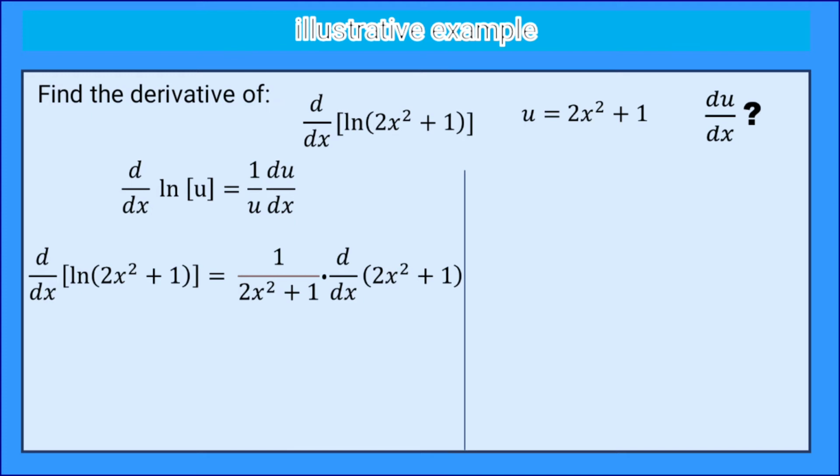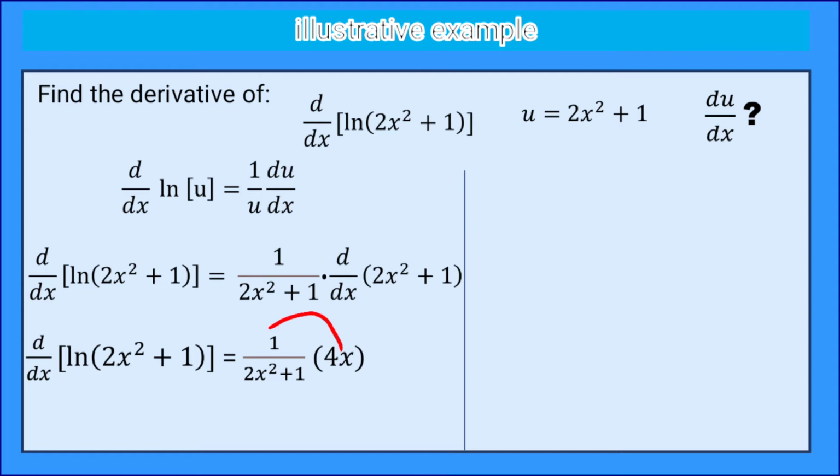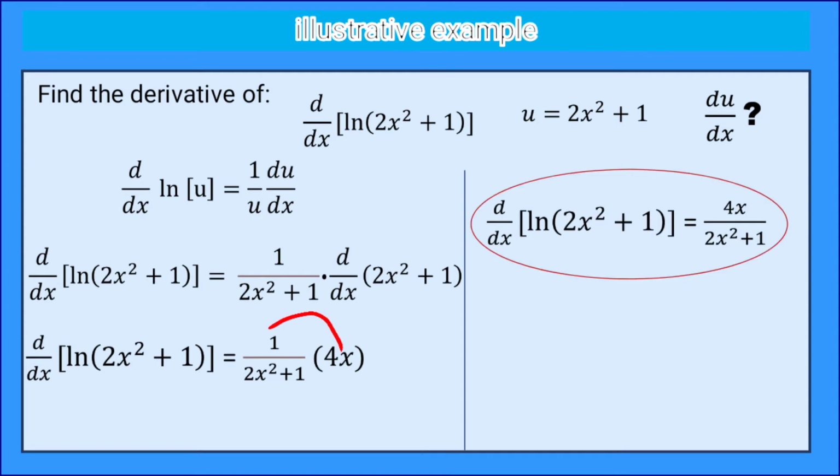And what is the derivative of 2x squared plus 1? That is 4x. So right now we have the derivative of ln of 2x squared plus 1 is 1 over 2x squared plus 1 times 4x. So again, we can multiply these two, and then we get this. Our final answer for the derivative of ln of 2x squared plus 1 is 4x over 2x squared plus 1. Alright.